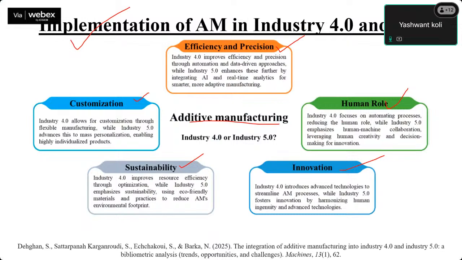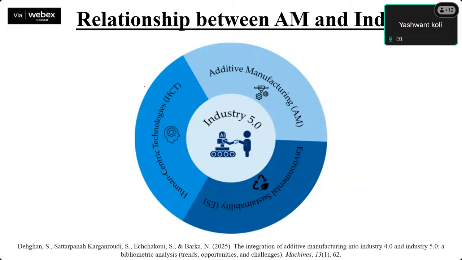But if we are using only Industry 4.0, the human role was missing. The integration of the human element developed Industry 5.0, and it is having more efficient production, sustainability, and the human roles are given weightage, and that human innovation compared to Industry 4.0, making it a cornerstone for future human centric and smart manufacturing. So this is the relationship between AM and, sorry, Industry 5.0.